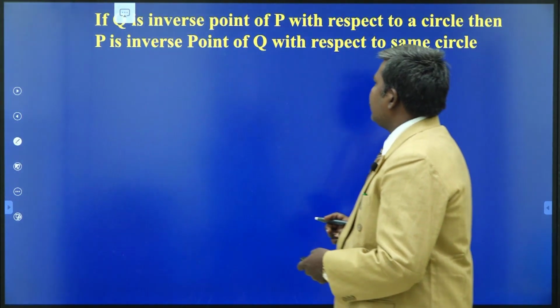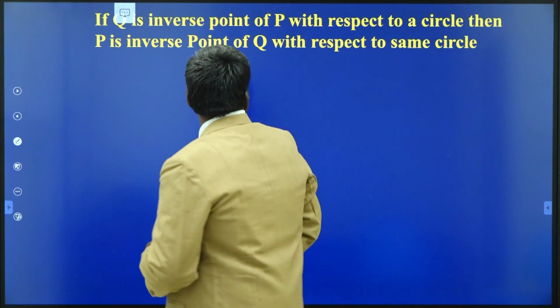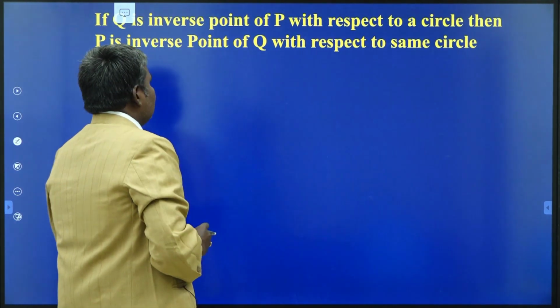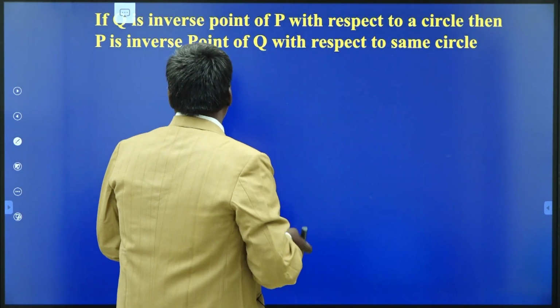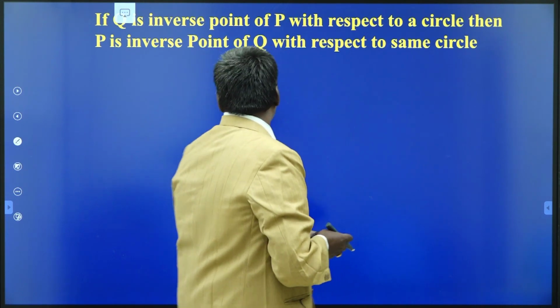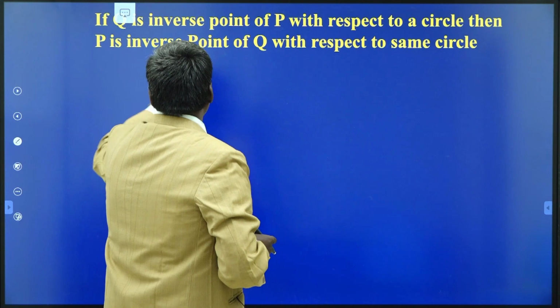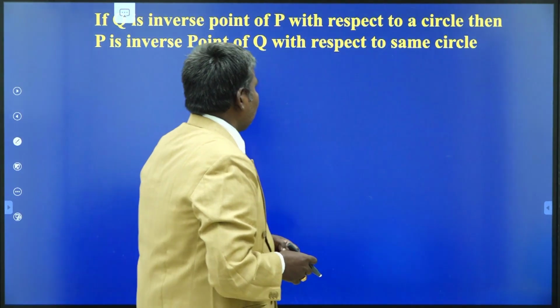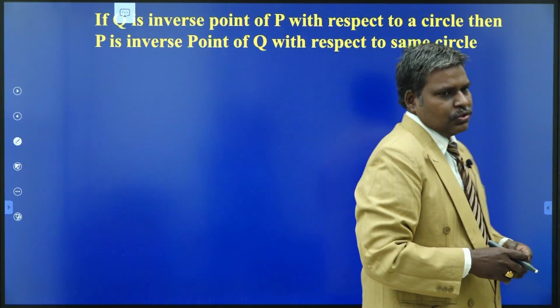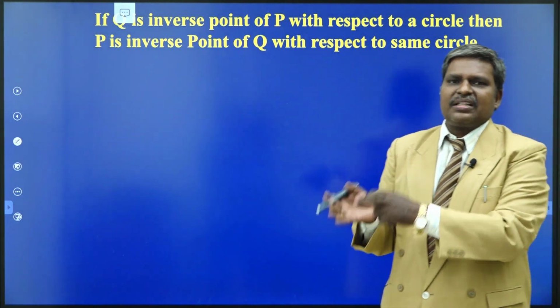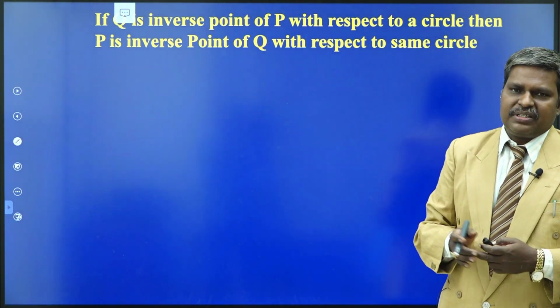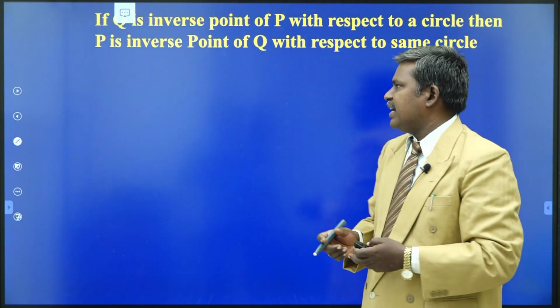See here, if Q is the inverse point of P with respect to the circle, then P is the inverse point of the same Q with respect to the same circle. So if one is the inverse point of the other, that other one is also the inverse point of the first. The definition itself gives the condition.